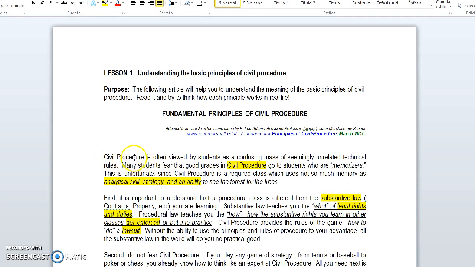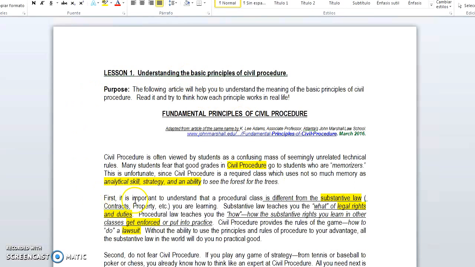Civil procedure is often viewed by students as a confusing mass of seemingly unrelated technical rules. Many students fear that good grades in civil procedure go to students who are memorizers. This is unfortunate, since civil procedure is a required class which uses not so much memory as analytical skill, strategy, and an ability to see the forest for the trees.